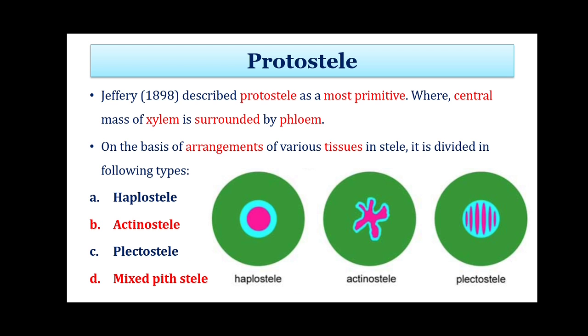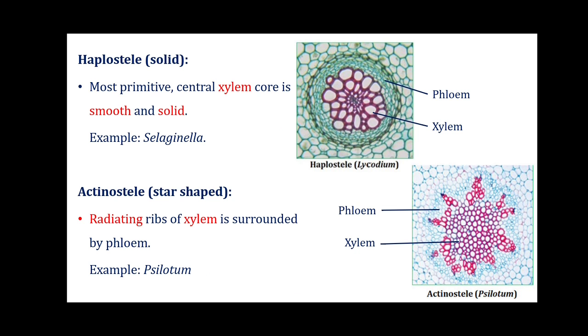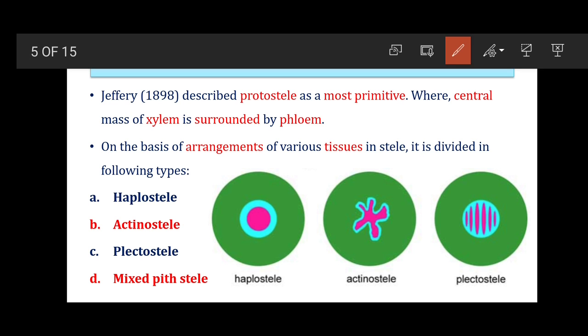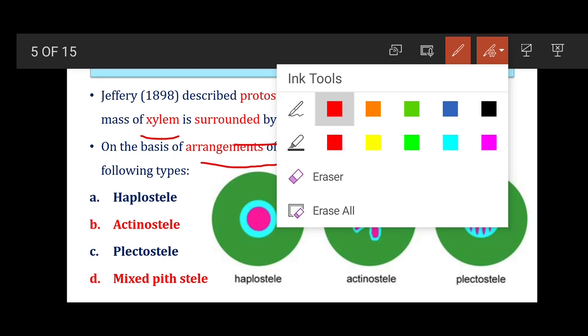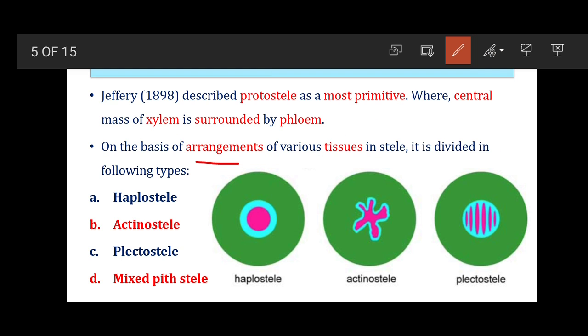Now let's first discuss the primitive type, that is protostele. Here Jeffrey first described protostele as the most primitive. Here the central xylem is surrounded by a phloem element. On the basis of arrangement of various tissues in the stele, that is xylem and phloem, they are divided into categories like haplostele, actinostele, plectostele, and mixed pith stele.